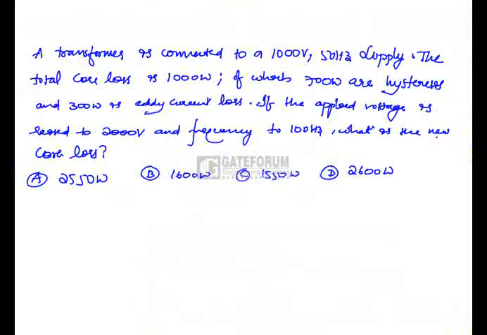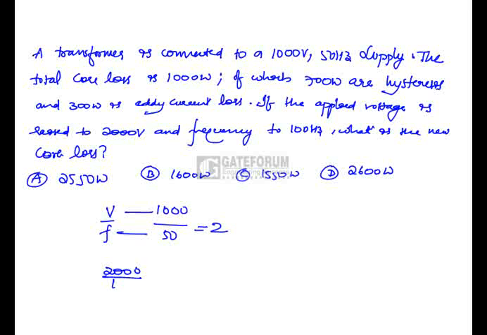A transformer is connected to a 1000 volts, 50 Hz supply. The total core loss is 1000 watts, of which 700 watts is hysteresis loss and 300 watts is eddy current loss. If the applied voltage is raised to 2000 volts and the frequency to 100 Hz, what is the new core loss? Earlier the applied voltage was 1000 volts at 50 Hz, so V by F is equal to 20. After that, the voltage is raised to 2000 volts and the frequency to 100 Hz, so the V by F ratio is again 20. That means the V by F ratio is constant.